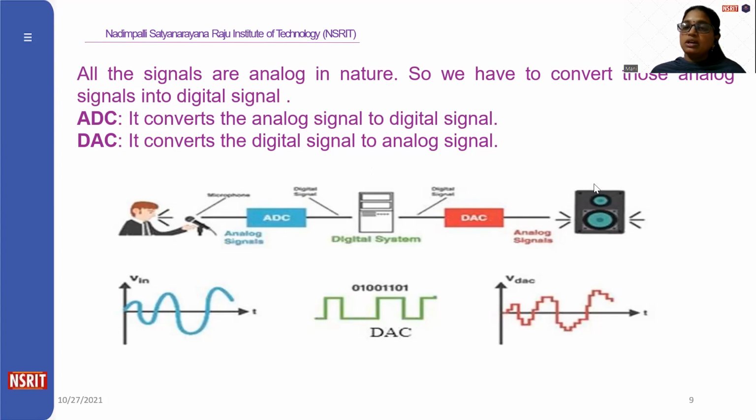Why? Because a speaker will take an analog signal to produce an actual output, so after processing, we have to convert that digital signal to an analog signal to give the output to a speaker. So that is a conversion from analog to digital and digital to analog.